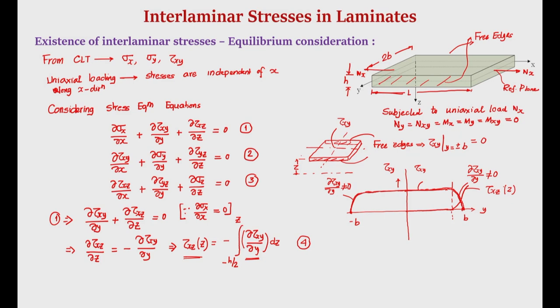So, now let us see the second equation. The second equilibrium equation implies, again we neglect that the stresses are independent of x, therefore, derivative with respect to x will be 0. So, it will be del sigma y del y plus del tau yz del z is equal to 0. This means del tau yz del z is equal to minus del sigma y del y.